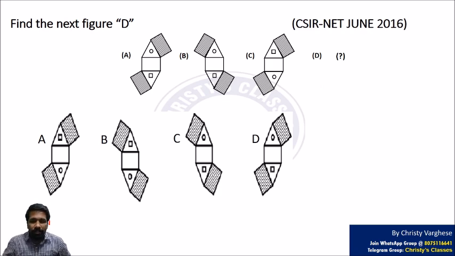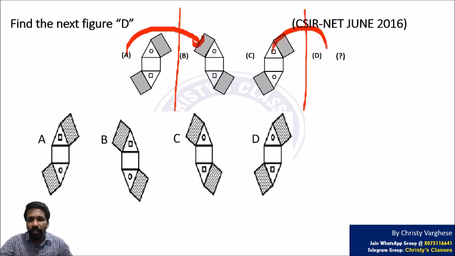I'll explain, very simple question again. Mirror image concept that we discussed in previous questions. A's mirror image is B. C's mirror image is D. So, C's mirror image is which option among the following given options? That is what we have to try. Mirror image will be option B. That is why option B is the answer.